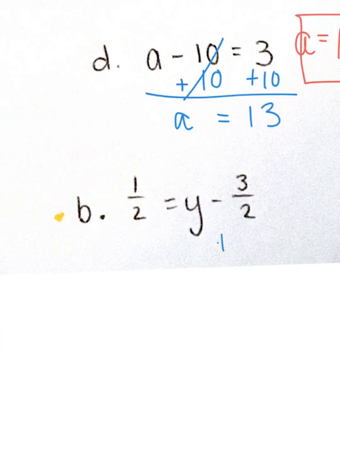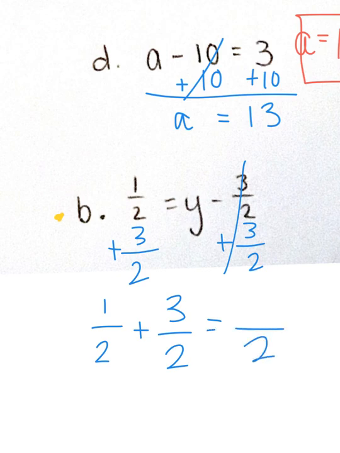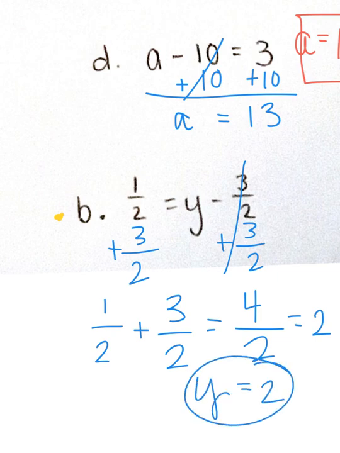And here I'm going to add 3 halves to both sides. And remember now, if I have 1/2 plus 3 halves, and this is addition, not multiplication, I can put them both over 2 since they're over the same thing, and then I have 1 plus 3 on the top, which is 4. 4 over 2, that simplifies to be 2. So y equals 2 here.